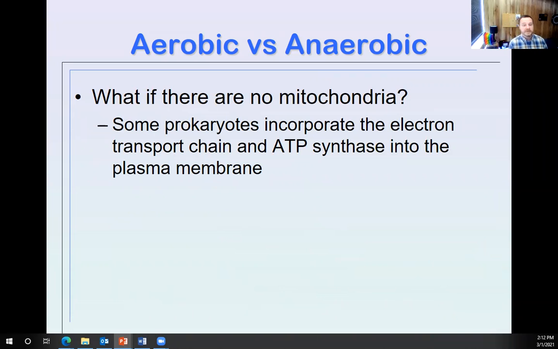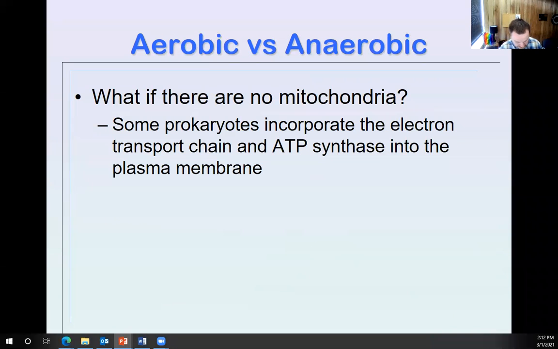Now, we have a couple of scenarios where what if we don't have mitochondria? Well, prokaryotes don't have membrane-bound organelles, so they don't necessarily have mitochondria, but some prokaryotes will have mechanisms and ATP synthase embedded within their plasma membrane to carry out this process. So some prokaryotes can do this aerobic respiration, but most do not.